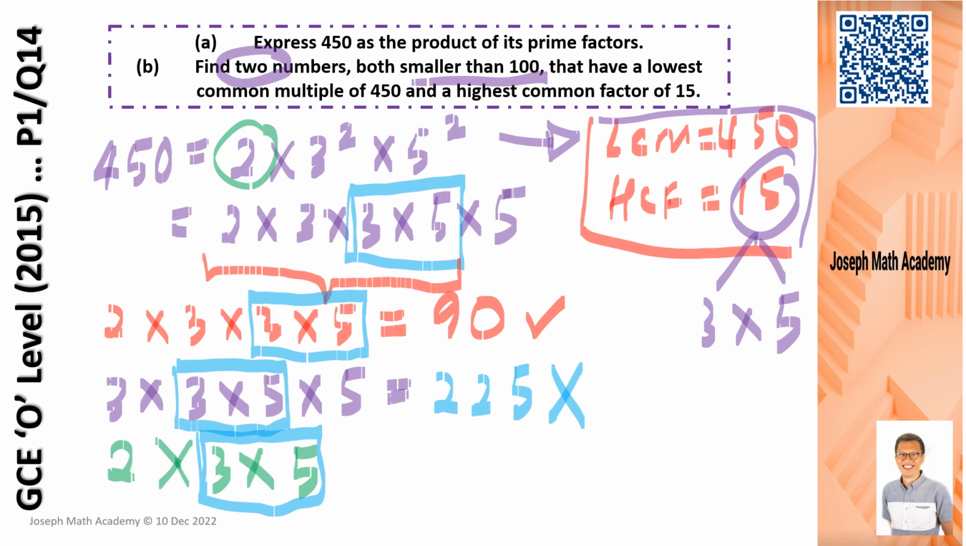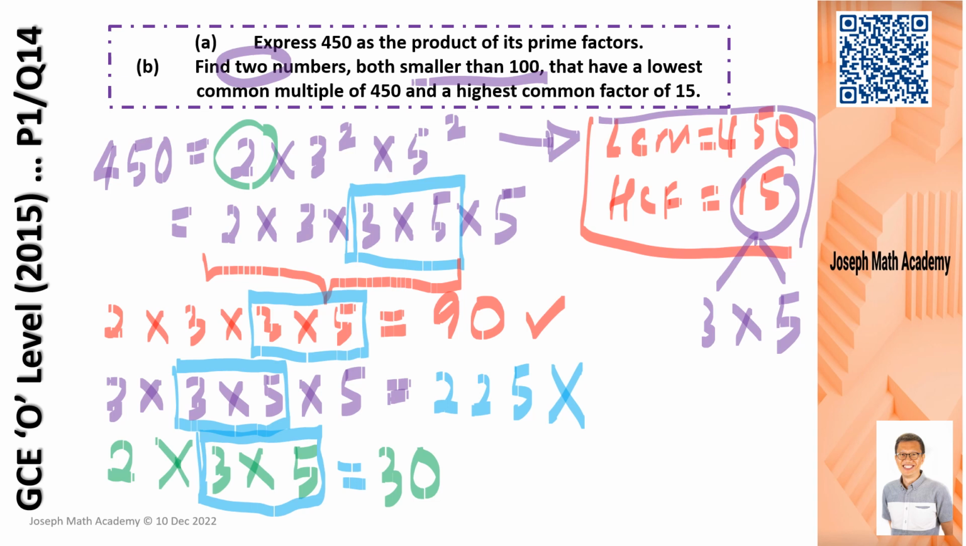So we dropped one 5. We dropped one 3. And we end up with only 3 factors, a product of 3 factors, 2 times 3 times 5. Okay, so 2 times 3 times 5 gives us what? 30. Now, 2 times 3 times 5 gives us 30.